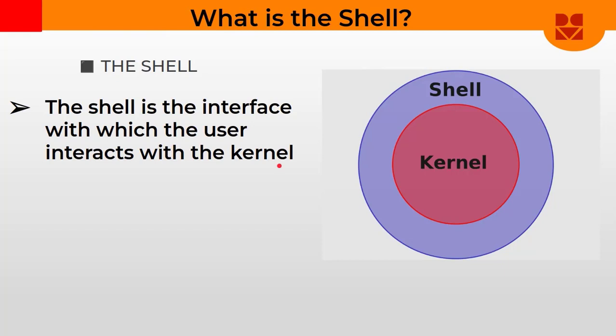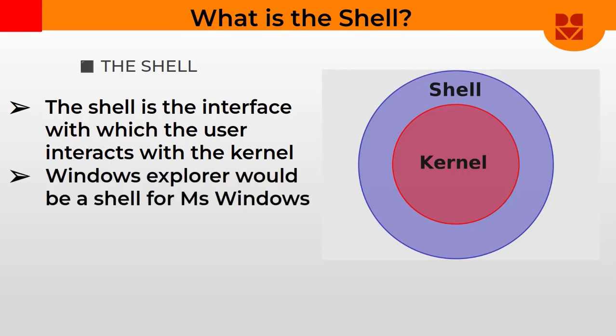So the shell is the interface with which the user interacts with the kernel. In order to let the kernel process or perform other stuff, in order to incorporate the driver into the kernel, you have to pass through the shell, right? So if you're a user and you want to do that, you have to pass through the shell. For instance, in Windows, we could look at the shell as the File Explorer or the Windows Explorer.